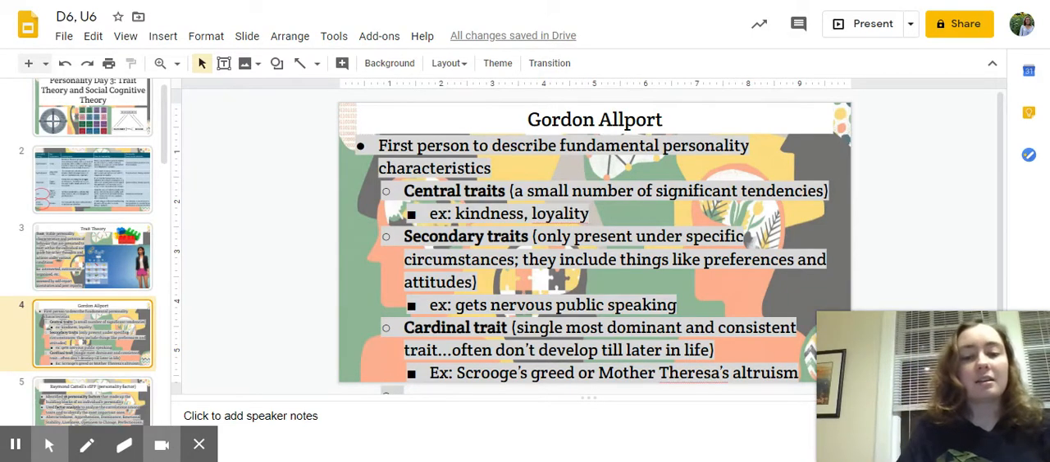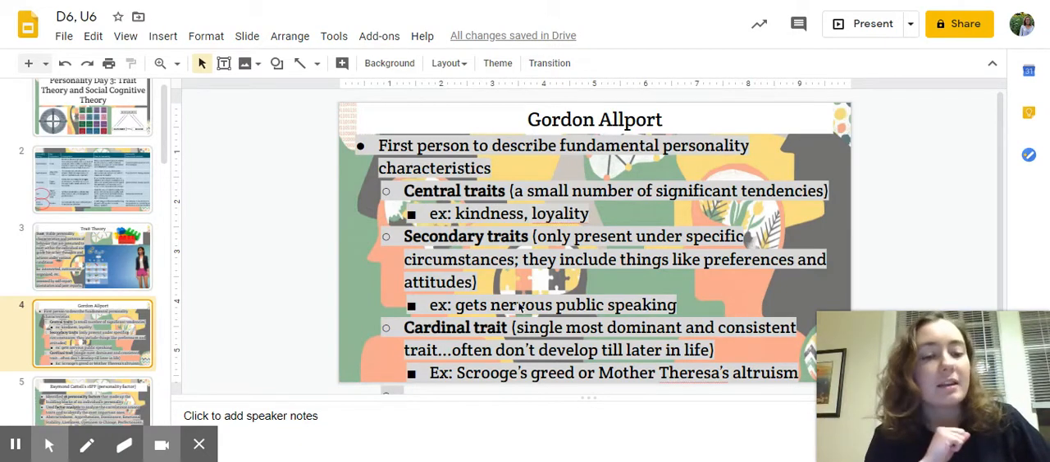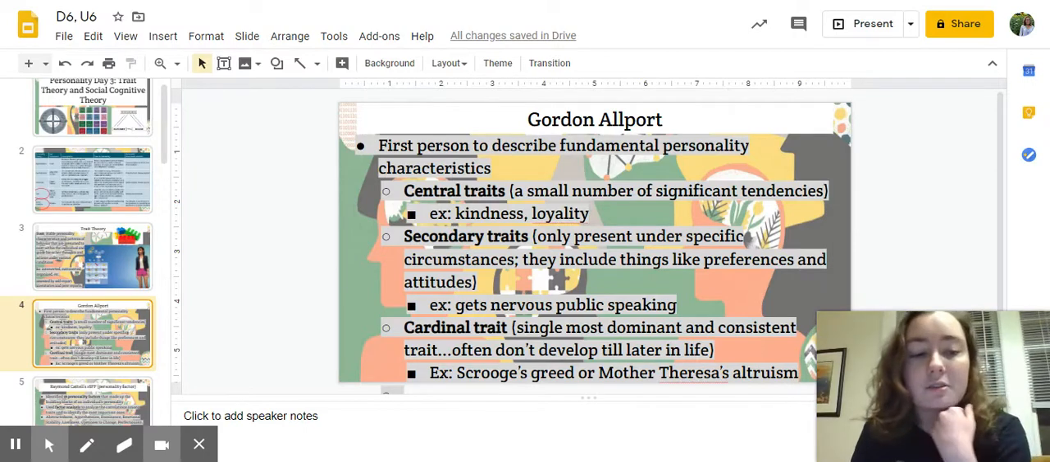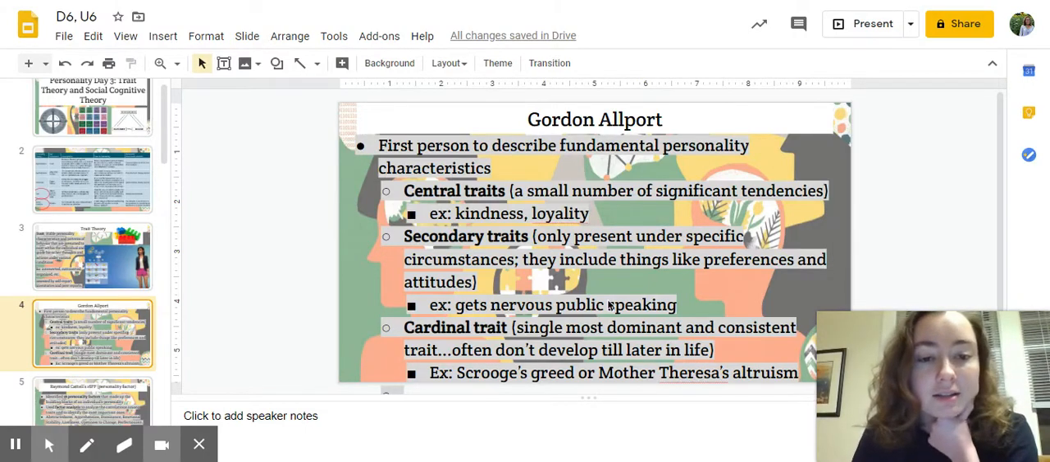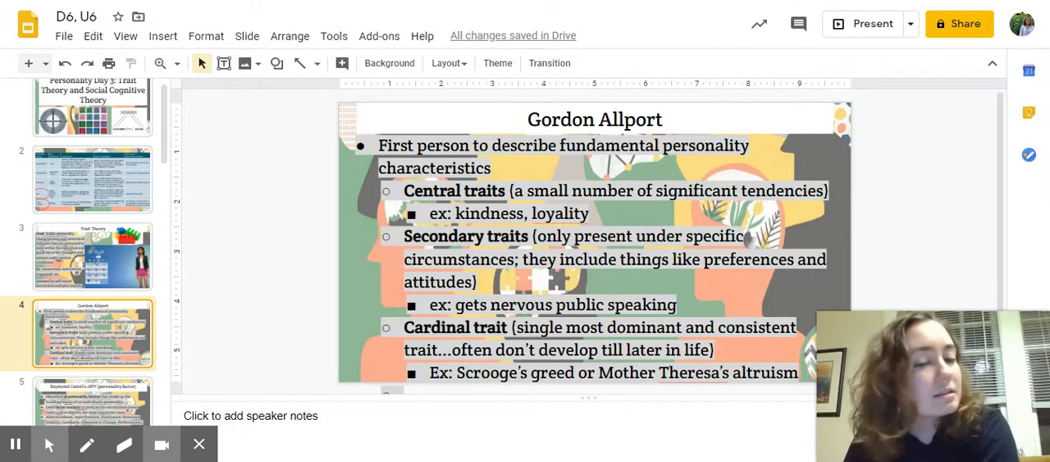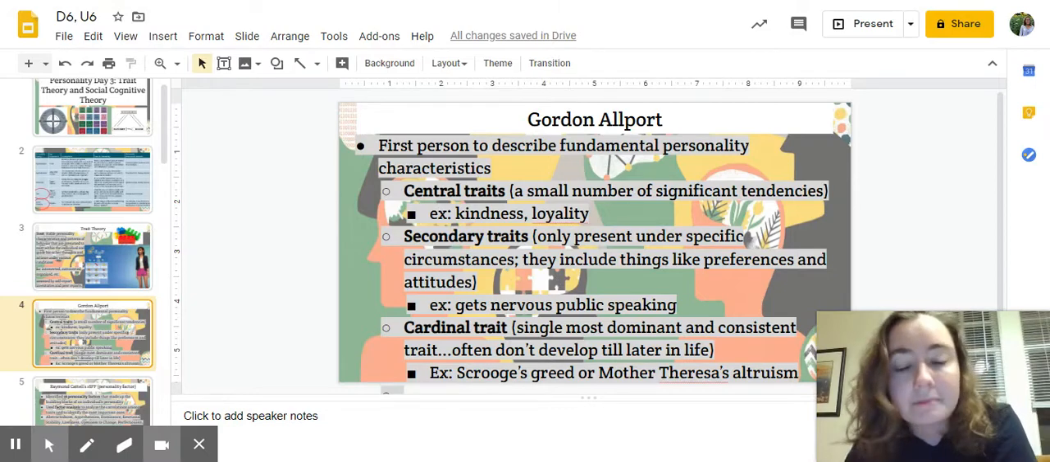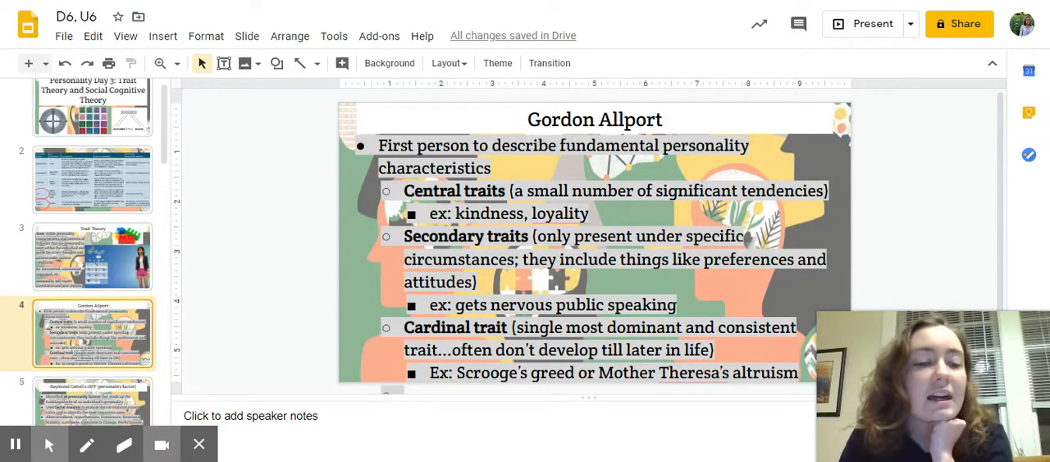So, an example of a secondary trait here is, let's take a specific situation in which you had to give a presentation in front of the class. So you're going to get nervous. But that's something that's a secondary trait, is getting nervous when you're public speaking, because it's not something that's guiding your everyday personality, but it arises in that specific situation of having to give a presentation for the class. So it's still something that's important in your personality, but it's more like a quirk or something that's a little bit less significant for your everyday personality.